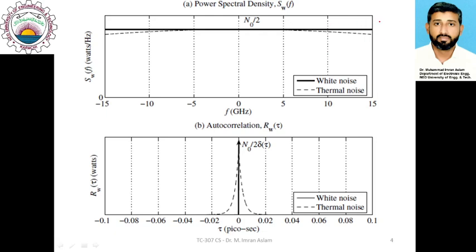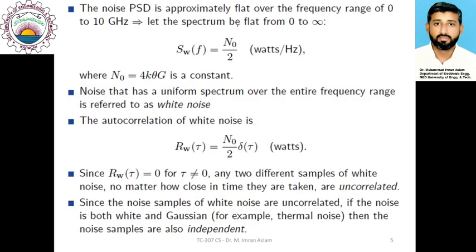So eventually we can say that for most communication systems, the noise power spectral density that we encounter can be approximately treated as constant. For simplicity, or for mathematical tractability, generally we take the noise power spectral density to be constant for the entire spectrum from 0 to infinity. This is our mathematical assumption, that the power spectral density is constant for the entire range of frequencies starting from 0 to infinity.